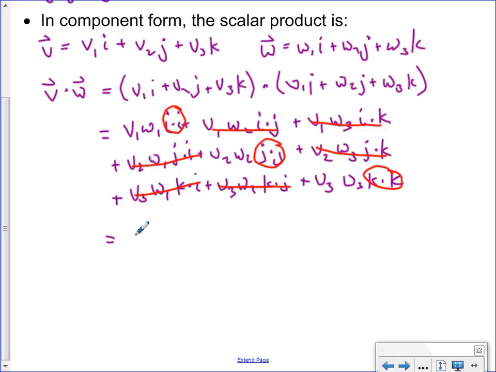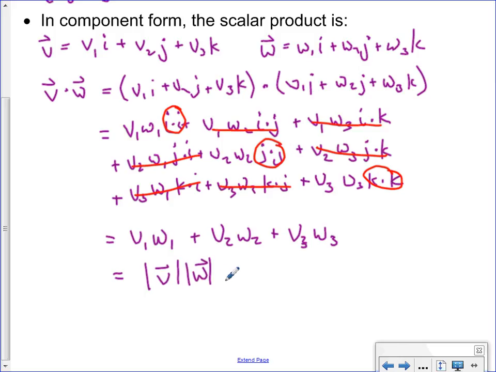It just says that the dot product in component form could also be written as v1w1 plus v2w2 plus v3w3, which is the same thing as the dot product |v||w| cosine theta. So both things can get you the dot product, which is useful because it depends on how they give you the problem.